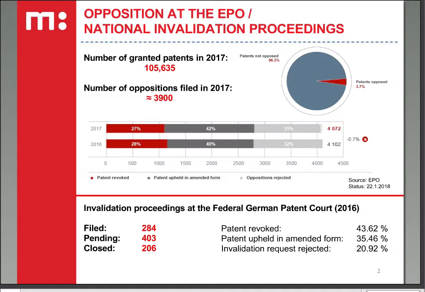Being based in Germany, I go for the German nullity actions. If you look at the invalidation proceedings at the Federal German Patent Court in 2016, there have been 284 filed and 400 were pending at that time. And there are 206 closed proceedings, either by the parties coming to an agreement or by a final decision. And quite interestingly, the percentage in which the patent was revoked is higher. It's 43%. And the invalidation request was only rejected in about 21%. The reason may be, as we will see later, that invalidation proceedings are more expensive, so maybe people think twice about starting them.